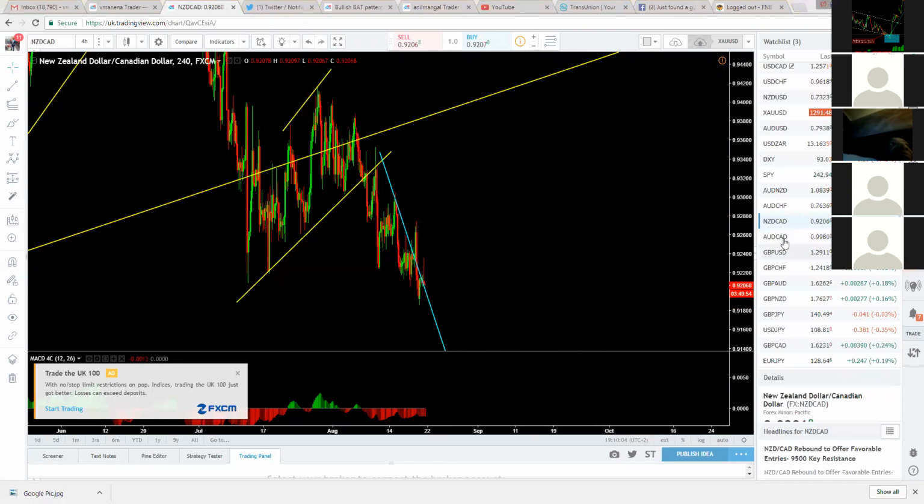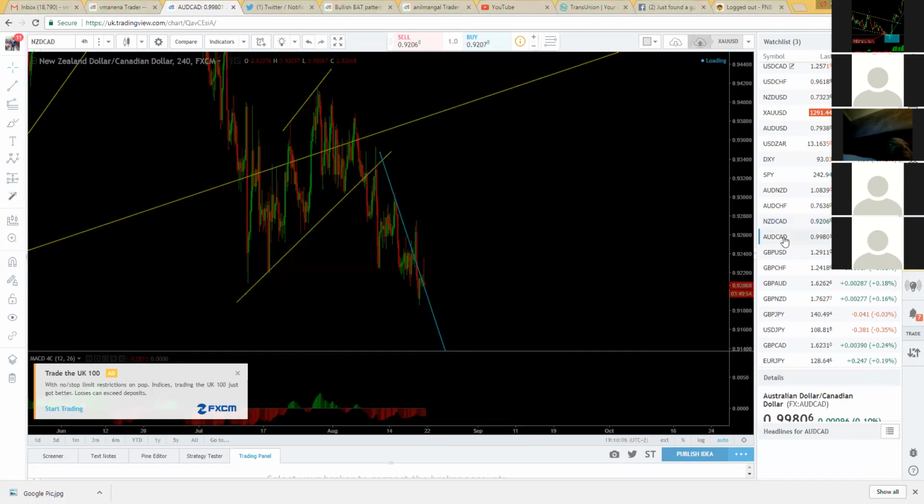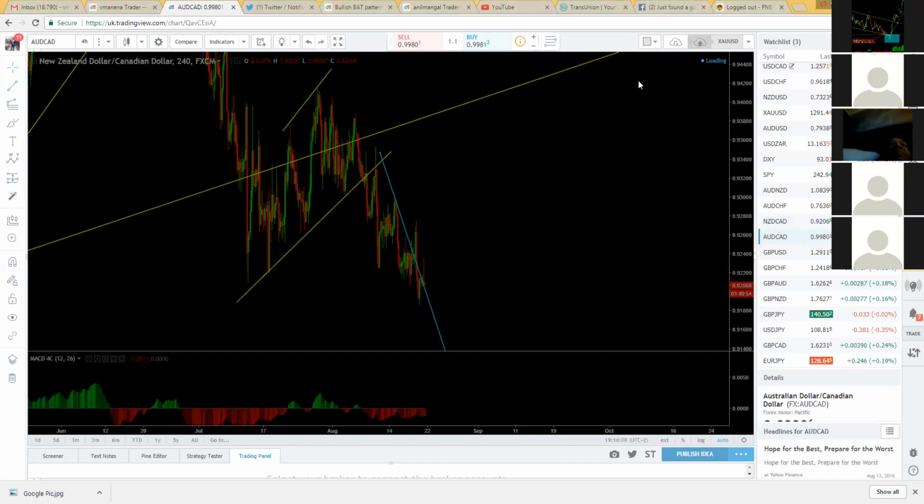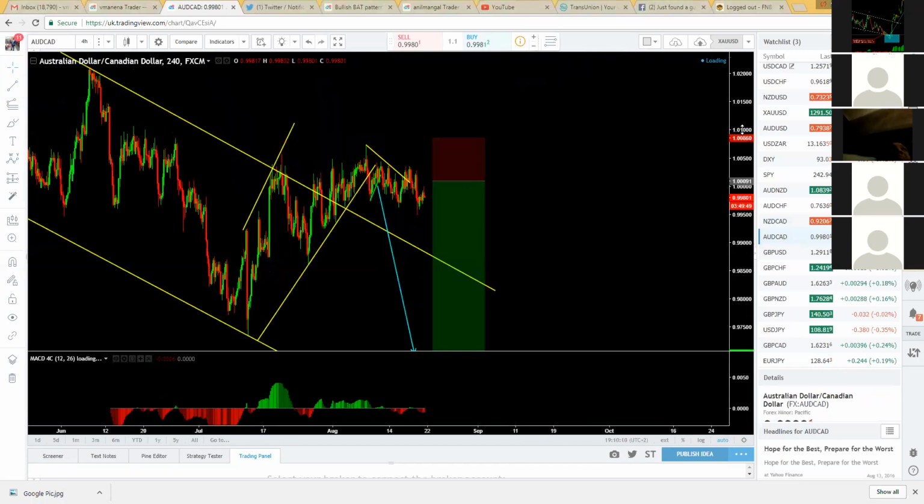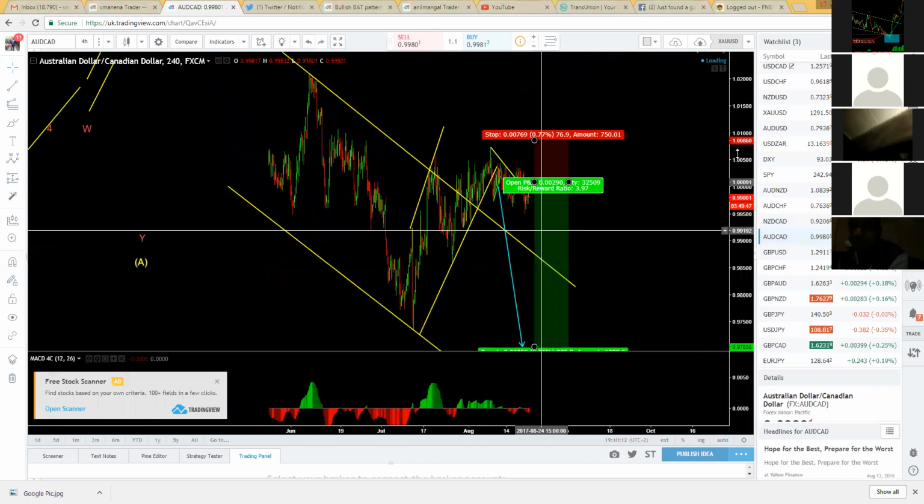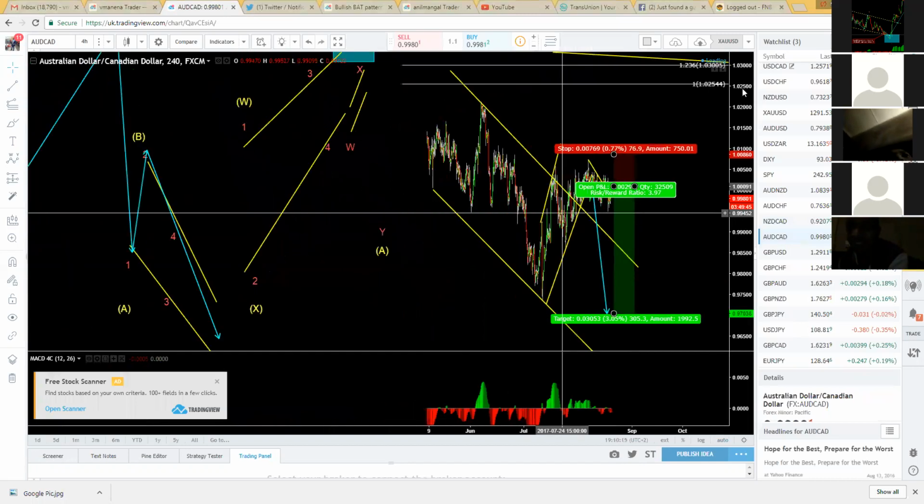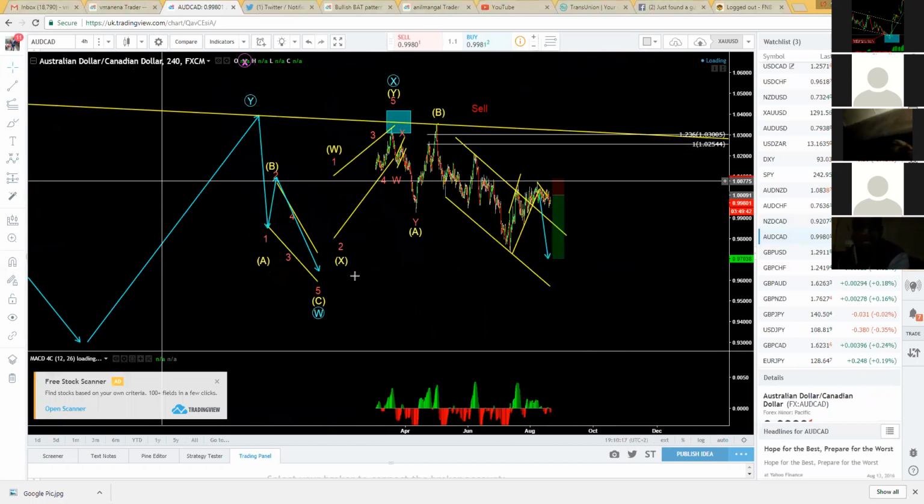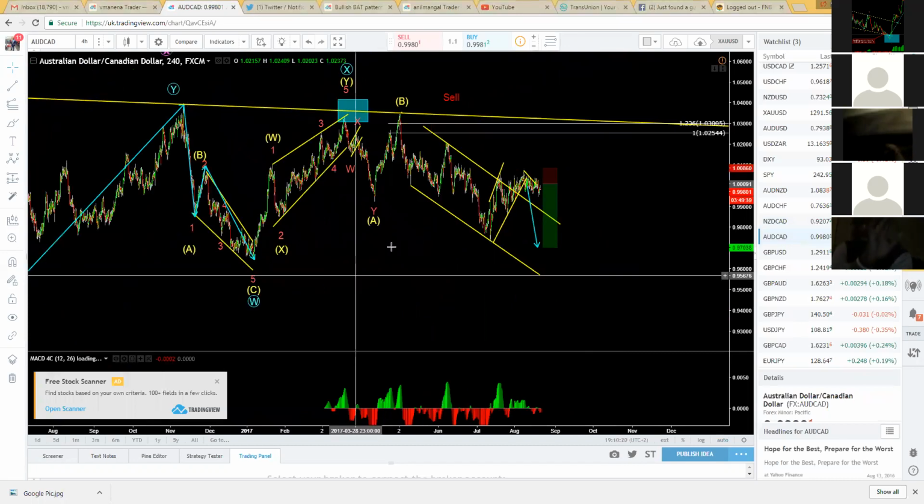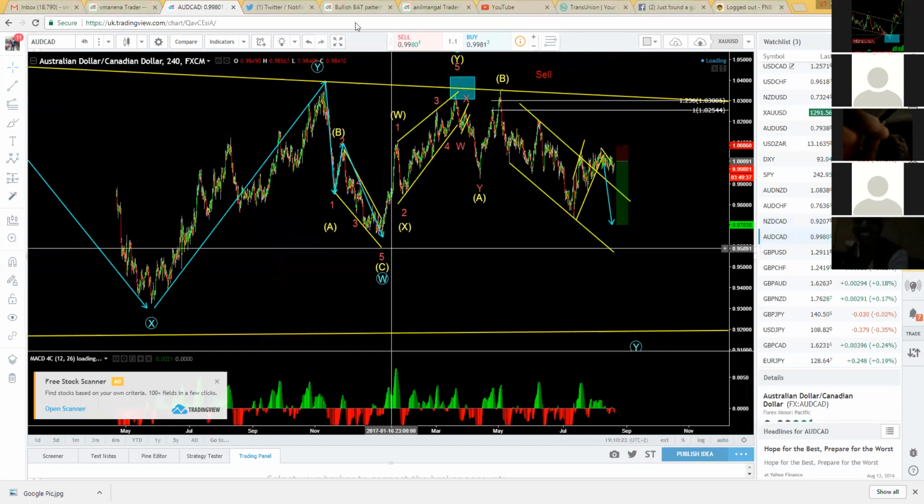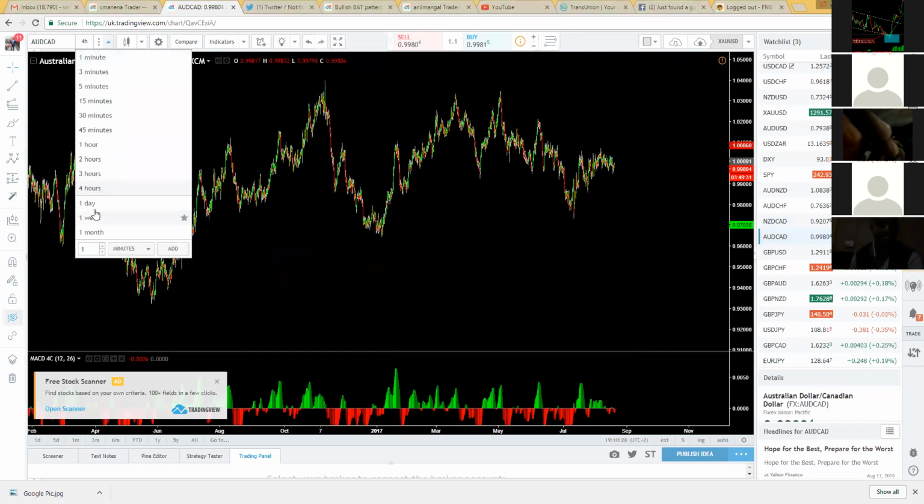Okay. Aussie CAD, this one we also shorted, but it's been going very slow as well. Okay, and here's the reason why we shorted this one. This is Aussie CAD. Take off the drawings, go to the daily.